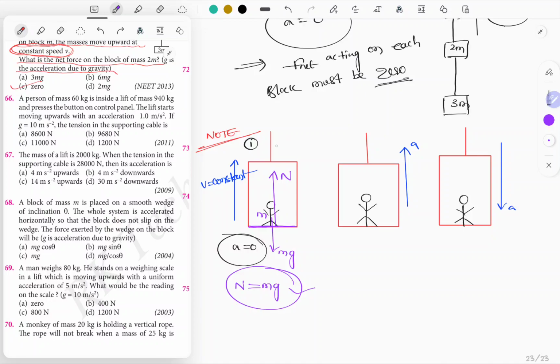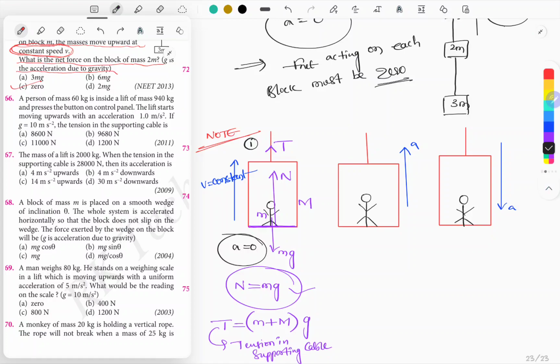Okay, and if they are asking tension in the supporting cable, tension is represented in the supporting cable, which is equal to, now you have to add mass of the lift also. Now T is equal to upward force must be equal to downward force, which is going to be (m plus capital M) into g. This is the way we have to find out tension in the supporting cable. Hope you understood.